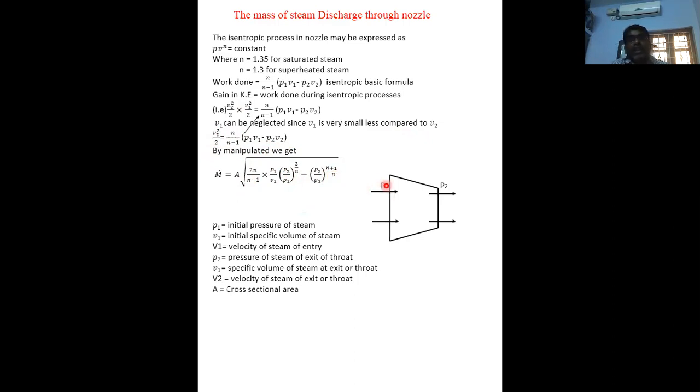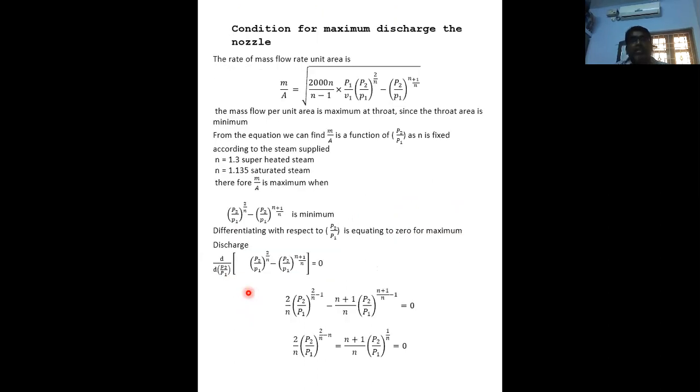Here P1 is the initial pressure of steam. V1 is the initial specific volume of steam, and v1 is the velocity of steam entering. P2 is the back pressure or exit pressure. V2 is the specific volume of steam at the exit or throat of the convergent divergent nozzle. v2 is the final velocity of the steam at the exit of the throat. Finally, A is the cross sectional area.